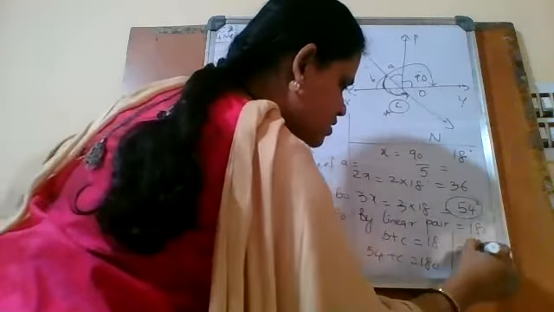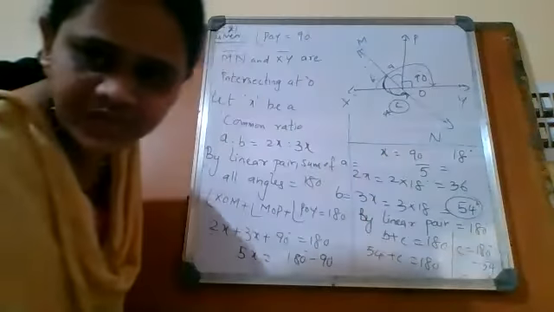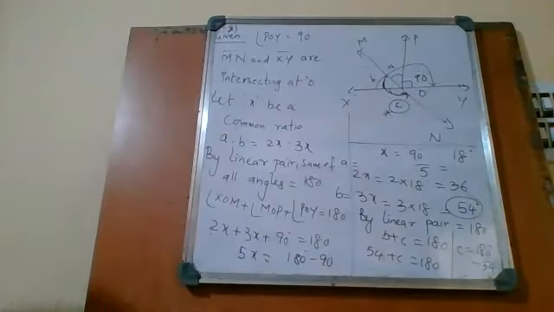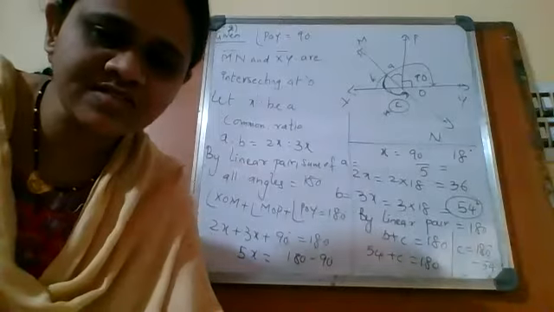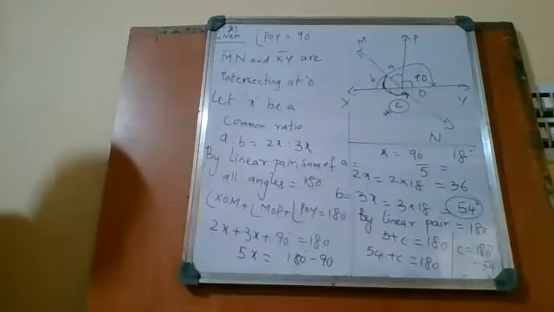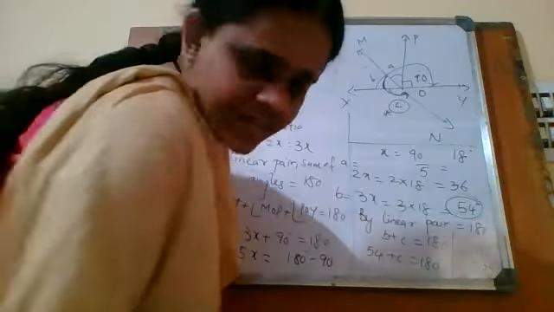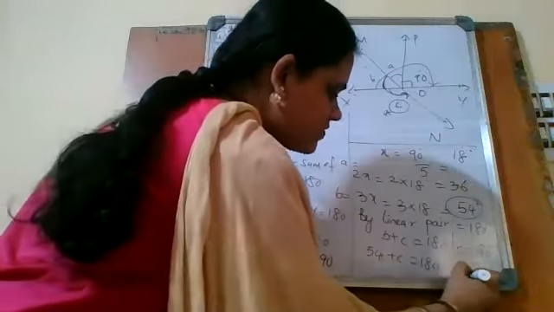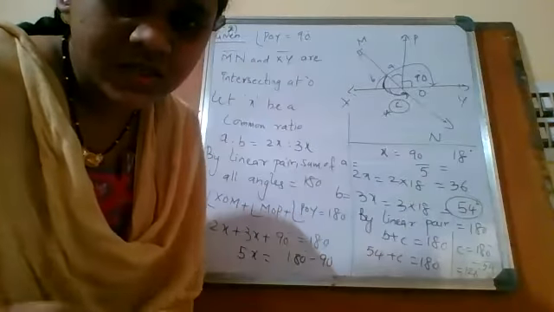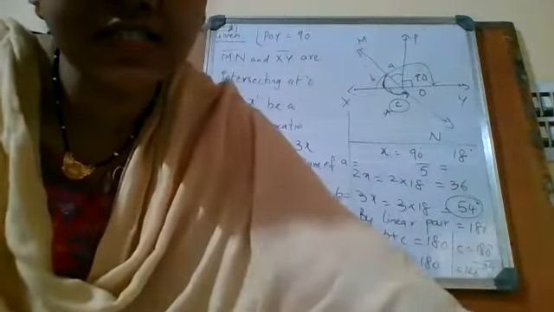Now C is equal to 180 minus 54. Anyone in the class? 180 minus 54. Dear students, 180 minus 54. Anyone in the class? 126. This angle is 126. Yes. If you have any doubt, you can ask me now. Meanwhile, I can take the pic.